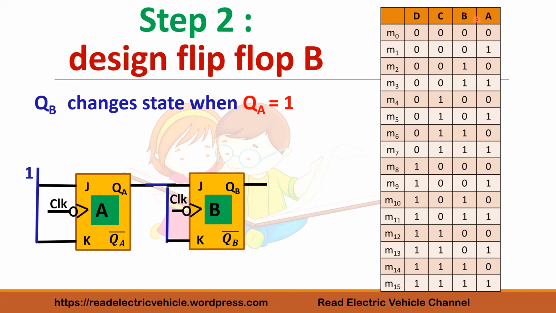Next we will design the flip-flop B. So here QB changes state when QA is 1. You see QB, that is the second flip-flop B, it is changing its state whenever there is a 1 here. When QA is 1, this changes from 0 to 1. Again, when 1 is here, it changes from 1 to 0. So whenever A flip-flop is having 1 as output, B flip-flop is changing its state. So you connect the QA to the J and K of B flip-flop. So this QA will be given as the input for the second flip-flop.